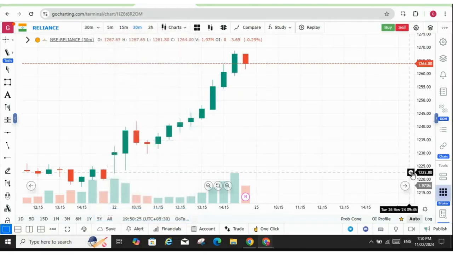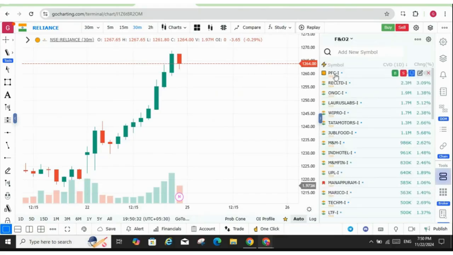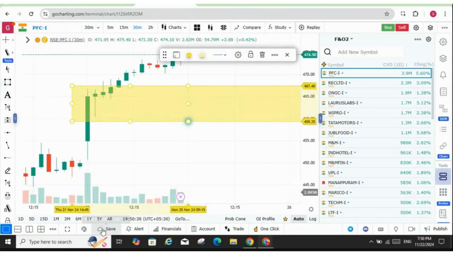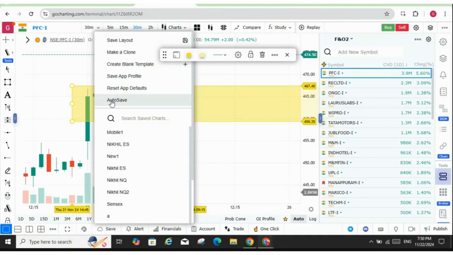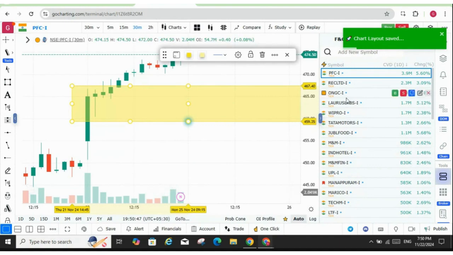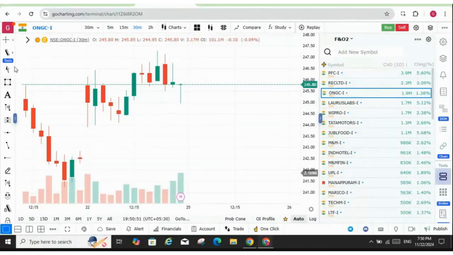For example, right now I have selected Reliance. I go to the watch list, I select this PFC, and I create one drawing. What I have to do is make the auto save on, so it keeps on saving, or after making changes, I have to click on save layout. So all my drawings will be saved. Now I click on ONGC and again draw, for example, this arrow. Again I have to go and save layout.